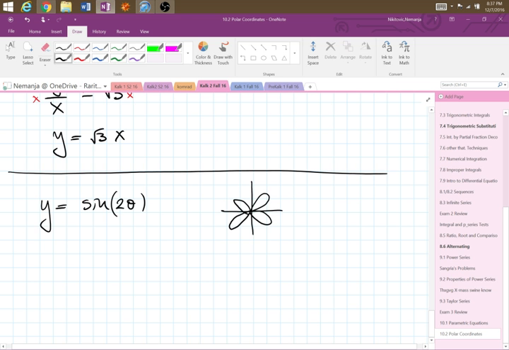Oh, look at me writing y. How silly. r. Well, no wonder I was confused. Yeah. So r equals sine 2 theta is the 4-petal flower. Cosine 2 theta would have these petals on the axes, and sine has them there.